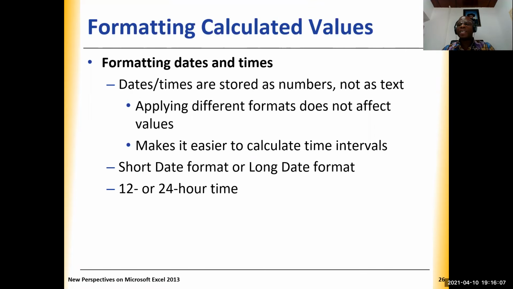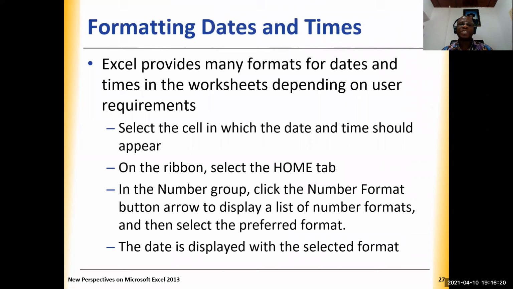If I want the long one, then I'll say Saturday, 10th April 2021, and that's the British format. If I move to the American format, then it's going to be Saturday, April 10th, 2021. And the 12-hour or 24-hour time is something that you need. So this is not a big deal. Excel provides many formats for days and times in the worksheet depending on the user requirements.